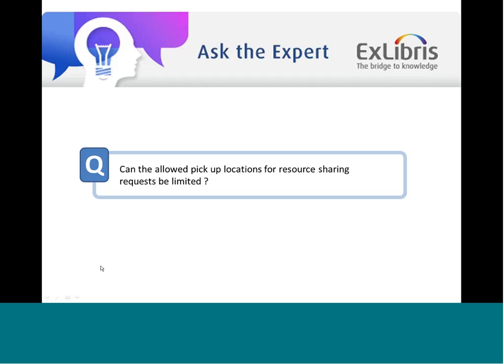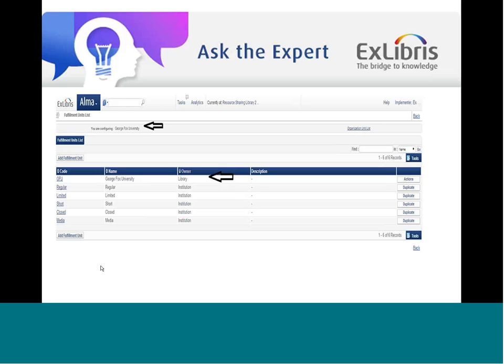I will continue with the next question that came in, and that has to do with configuring the allowed pickup locations. So now we're not talking about lending requests, we are talking about borrowing requests, and we would like to configure the allowed pickup locations for our borrowing requests. The way to do that would be by configuring the policies in the fulfillment unit of the resource sharing library.